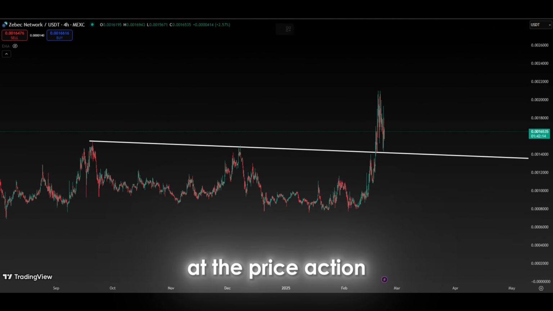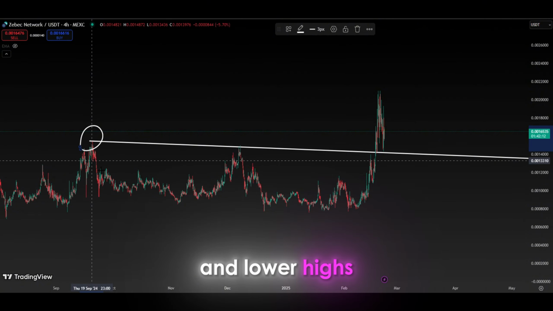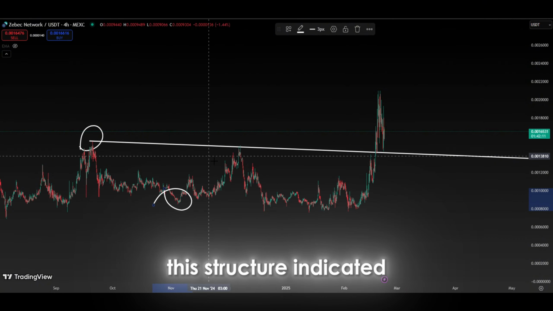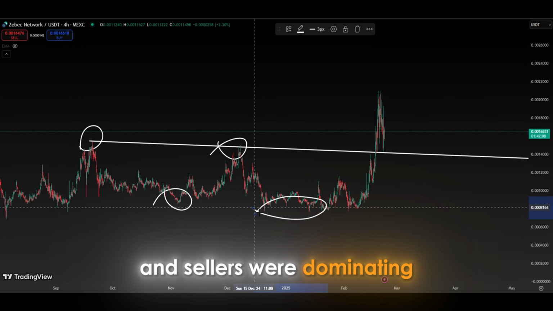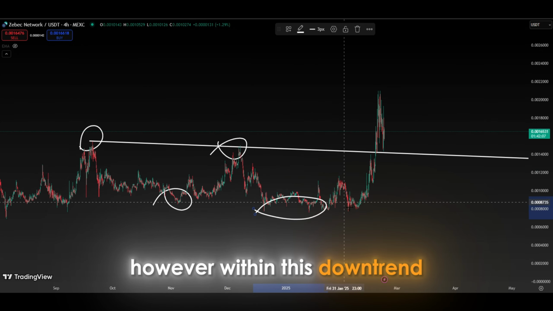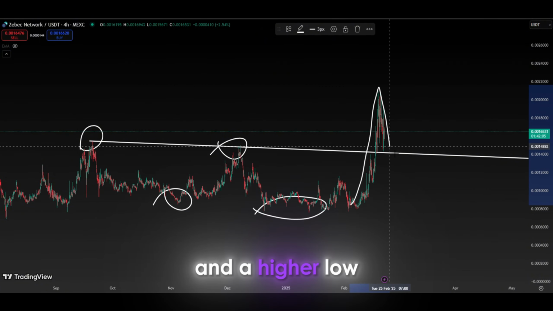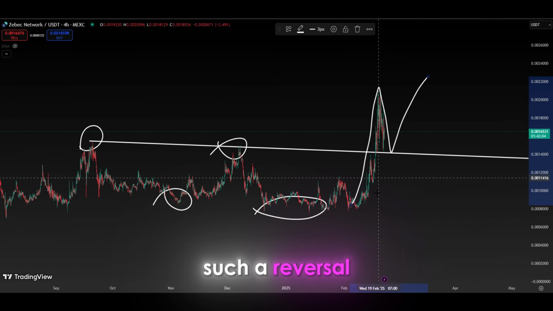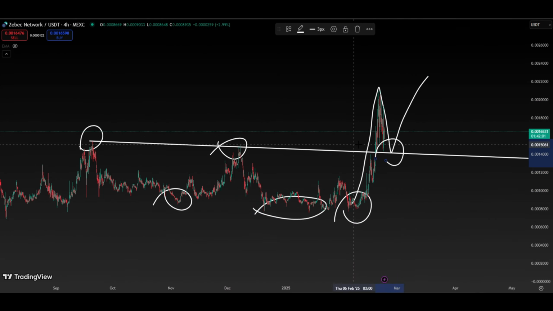When we look at the price action, we see that it has been consistently forming lower lows and lower highs for a long time. This structure indicated that a downtrend was prevailing in the market and sellers were dominating. However, within this downtrend, the price unexpectedly changed the trend and suddenly started making a higher high and a higher low. Such a reversal can be a strong signal that the balance of power in the market is shifting.